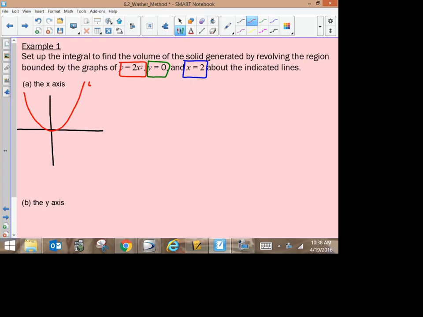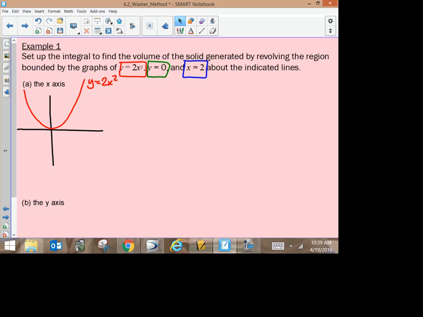So there's y equals 2x squared. Y equals 0, which axis is that? The x-axis. Good. So there's y equals 0. And x equals 2, what's that? A vertical line, x equals 2. Do you see the area? Yes. Let's color it in. It's going to be this piece right here.